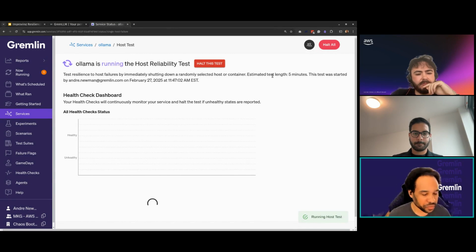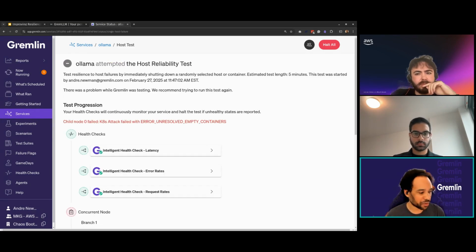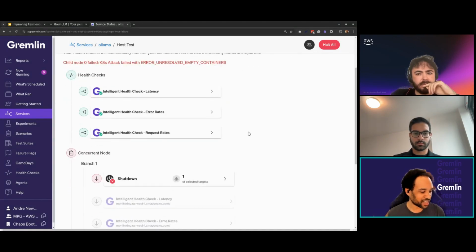So all I had to do was go in, click run test. Gremlin automatically constructs a test. It pulls up the screen so you can keep track of how it's running. And in this case, this is actually an unexpected result, but an interesting one all the same. So we got this result back that it wasn't actually able to go in and run the test because it wasn't able to find the containers.